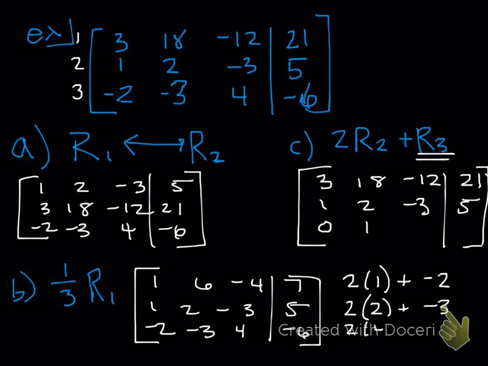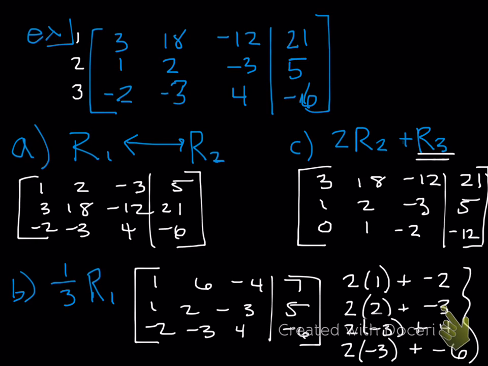Then I have 2 times negative 3, and I'm adding that to 4. So negative 6 plus 4 is negative 2. And lastly, we're doing 2 times negative 3 plus a negative 6. So negative 6 plus a negative 6 is a negative 12. And again, as you feel more comfortable with this, this step right here can be done in your head. You don't need to write that part out.